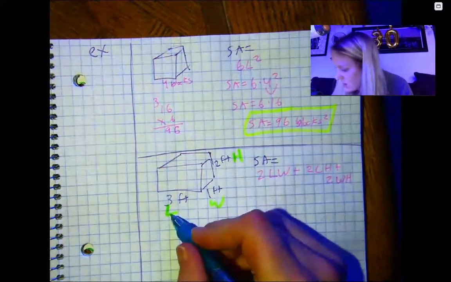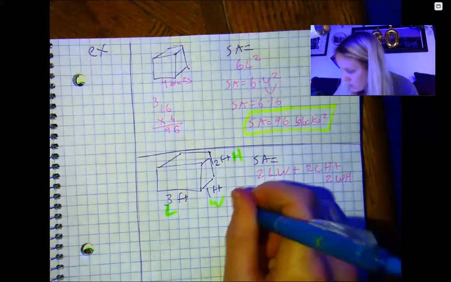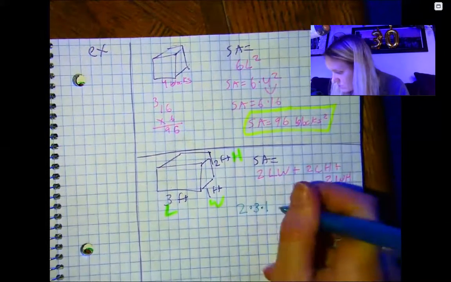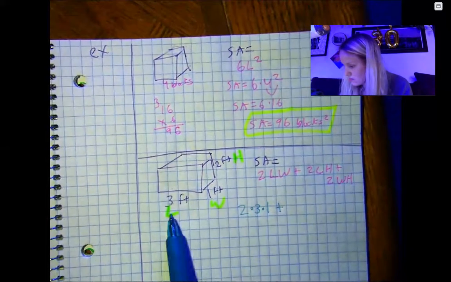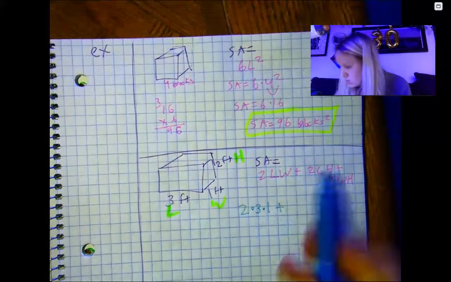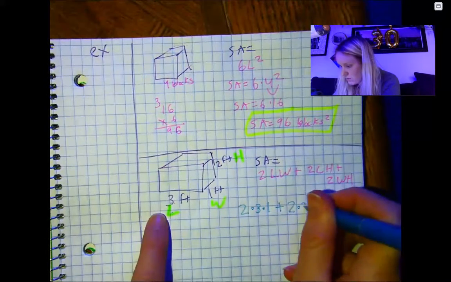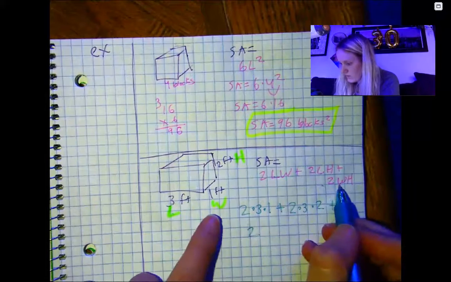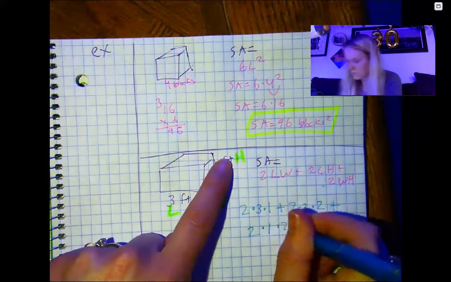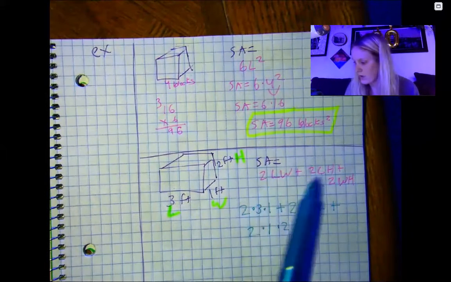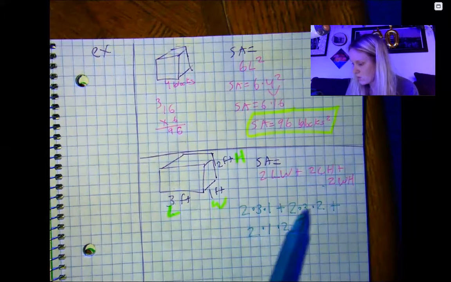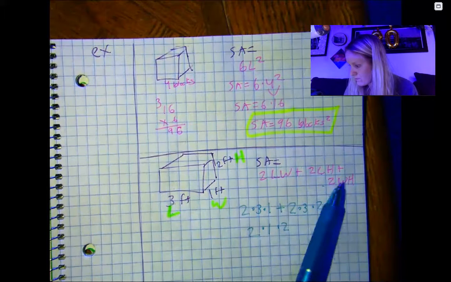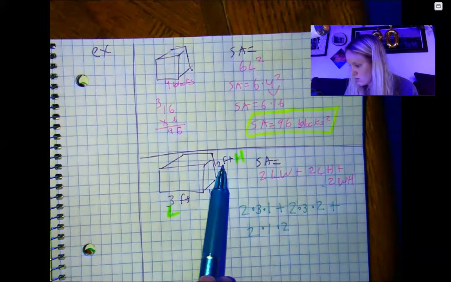So everywhere I see a length, I'm going to plug in a 3. Every time I see a width, I'm going to plug in a 1. So 2 times the length times the width, plus 2 times the length times the height, which I called 2, plus 2 times the width times the height. So wherever I saw a length, an L, I plugged in a 3. Wherever I saw a width, a W, I plugged in a 1. Wherever I saw a height, I plugged in a 2.